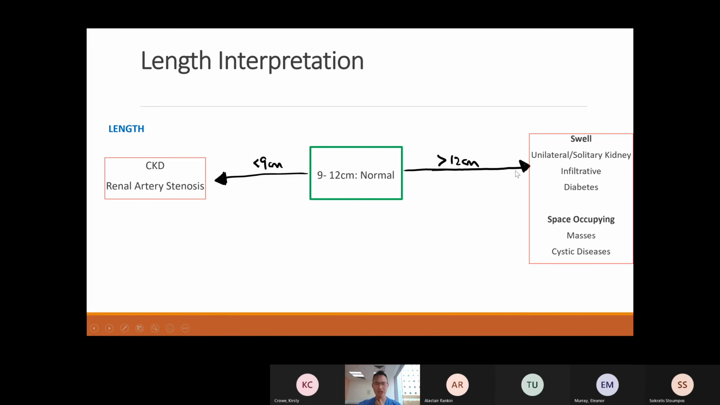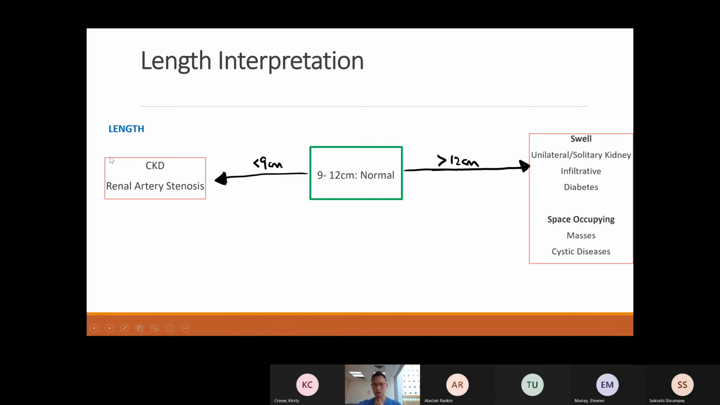In reality, I don't see that many big kidneys. What I do see most often are small kidneys that are less than 9 centimeters. Those are indicative of chronic kidney damage, so chronic kidney disease, atrophied kidneys. It can also represent renal artery stenosis. So a small kidney should point you towards that kind of thought.